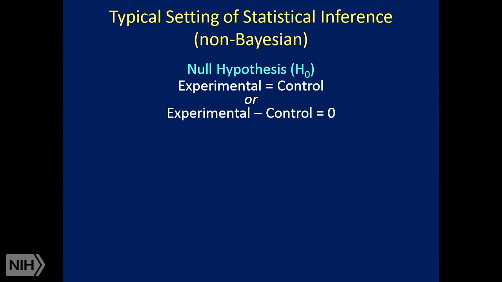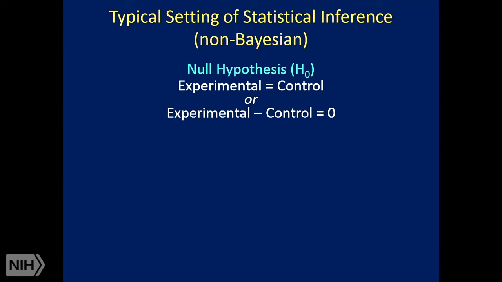There is a null hypothesis we call H0. We label it as H0. We call it the null hypothesis. And we're basically saying the experimental is equal to the control, or the difference between experimental and control is 0. So experimental may be a new medication, control may be placebo, and we're saying that the new medication and the placebo have equal effectiveness. They're equally effective. Or the difference in effectiveness of the two is 0. That's called the null hypothesis.